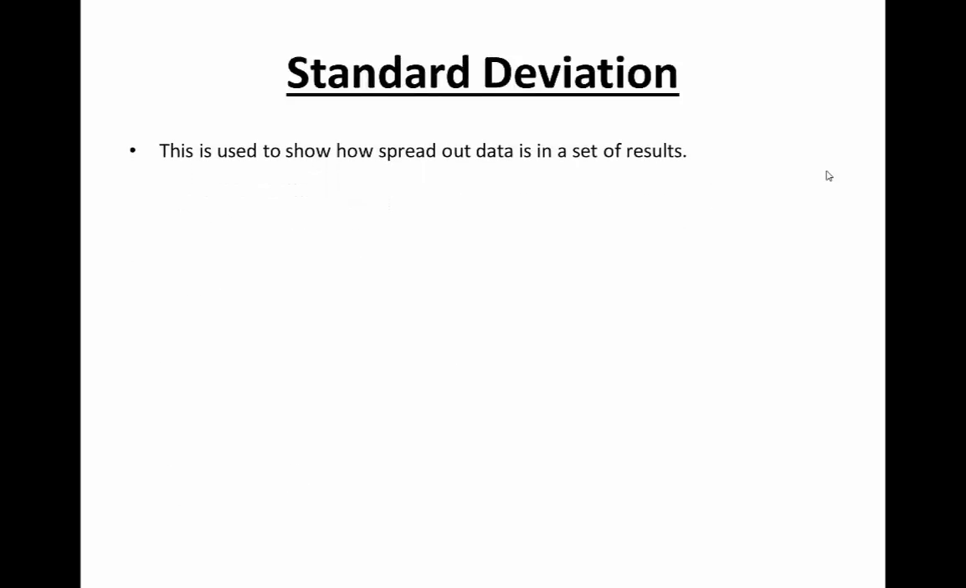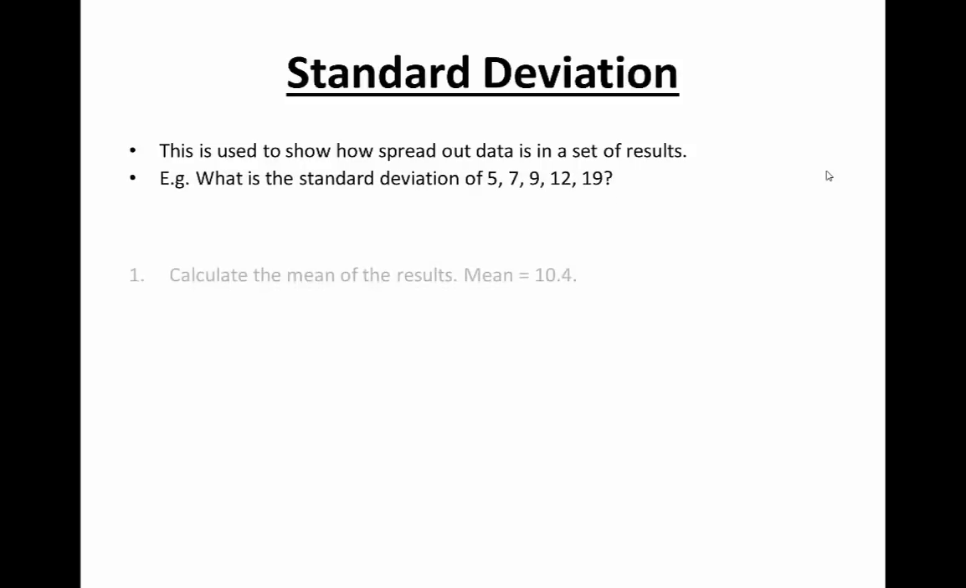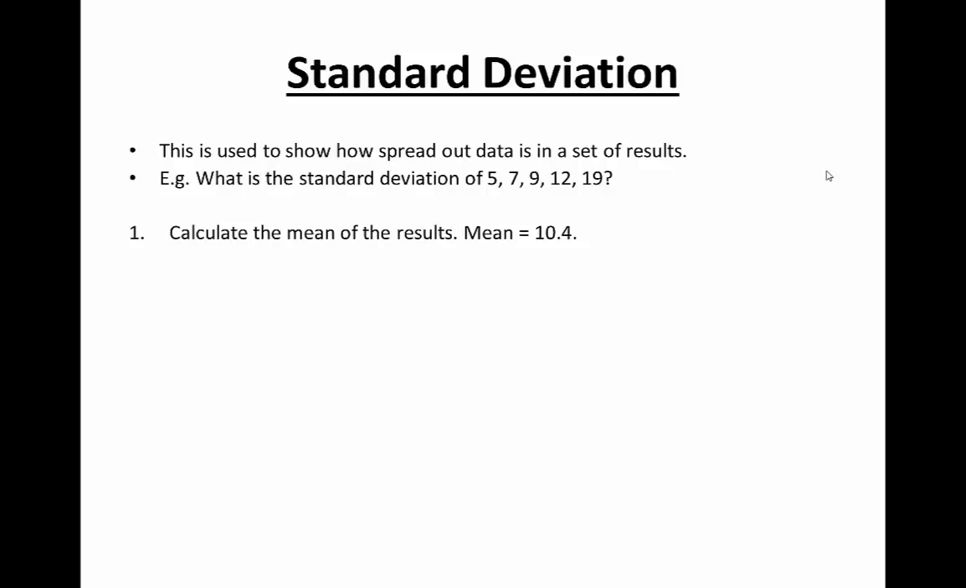Standard deviation is a bit more complicated, and it's used to show how spread out data in a set of results is. So what's the standard deviation of 5, 7, 9, 12 and 19? First, we have to calculate the mean of the results. So in this case, the mean is 10.4 because we've added up all the numbers and divided by the amount of readings we took, which in this case is 5.